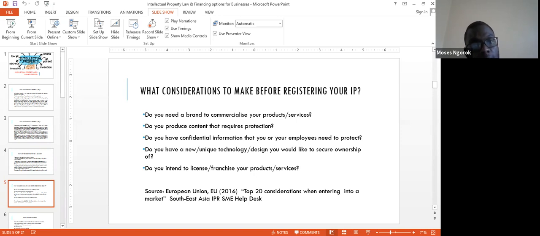If so, you could register that as trade secret. So if your business is built around keeping some of your ingredients secret, say you're a chef or a manufacturer, then you may want to consider registering intellectual property. The other thing is, do you have a new technology design you'd like to secure ownership of? So have you done a lot of work around research and development and come up with something, and if you didn't protect it, all your effort and sweat would be wasted. So very, very important to consider that.